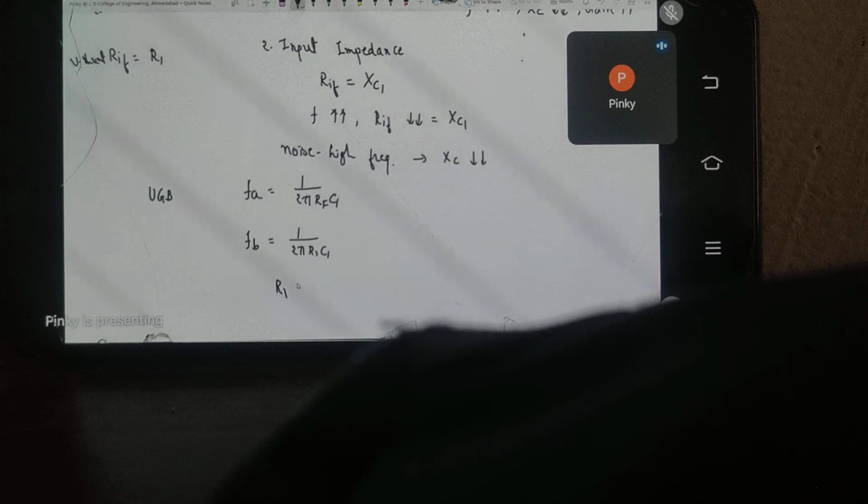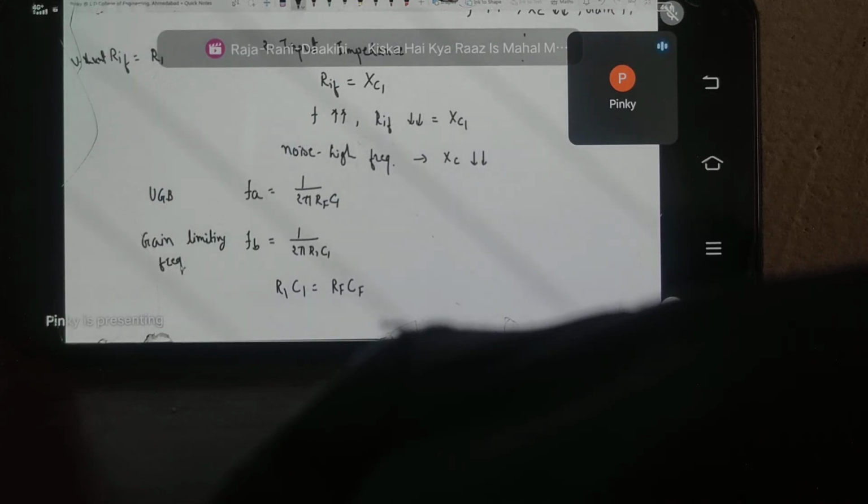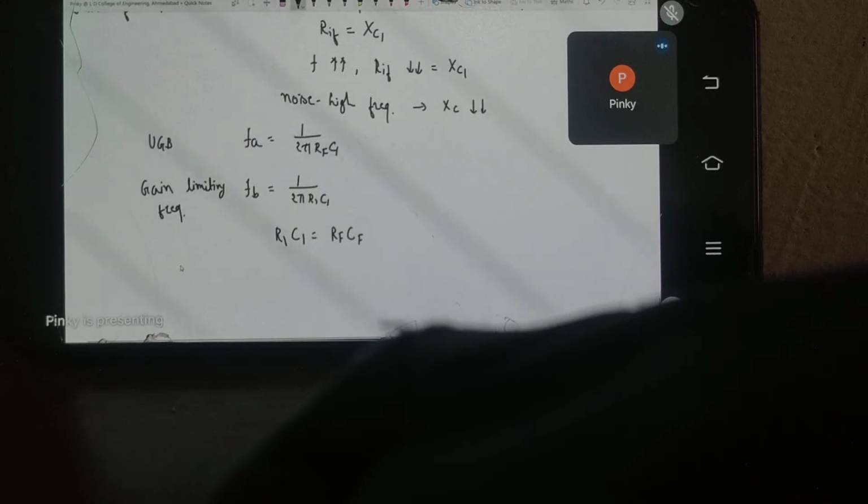select this R1C1 equal to Rf Cf. This is the gain limiting frequency. And whenever we want to design the differentiator, next to this, draw here the response. Let us go here to see what is FA, FB, and FC.